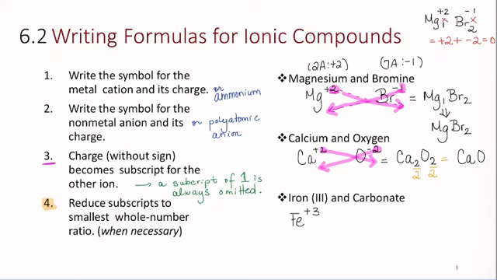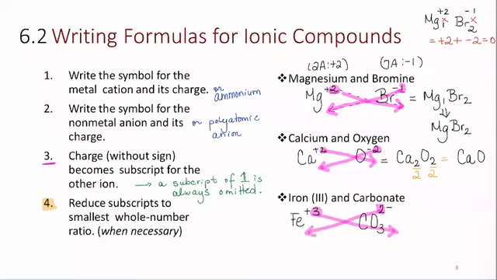And thank you guys for putting it in the chat. Carbonate is going to be CO3 and the charge is 2 negative, okay? Or -2, whichever way you want to write it. Now, as we have done before, this value of 3 is going to be the subscript of carbonate. This value of 2 is going to become the subscript of iron.